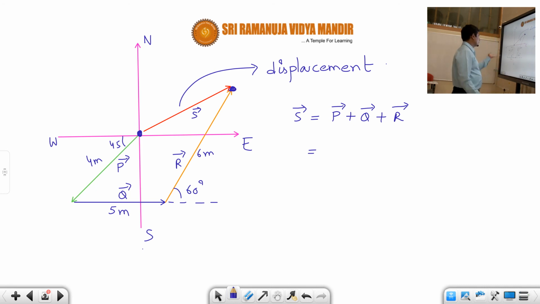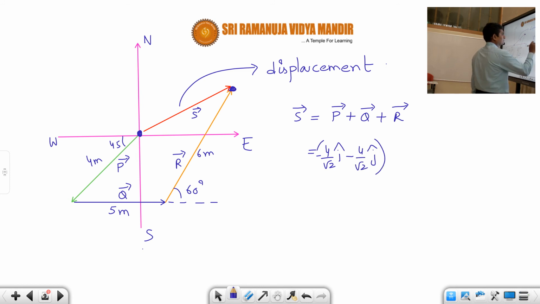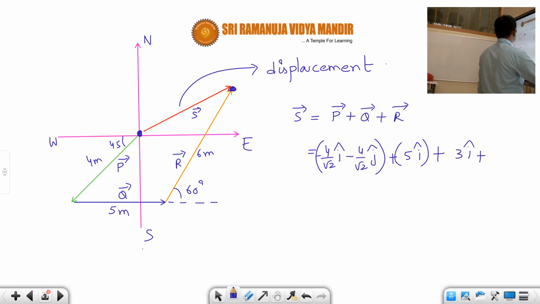P bar you can easily write as 4 cos 45, 4 by root 2 I cap, minus 4 by root 2 J cap, because both x component and y component are negative. Then Q bar, students, I am writing directly, 5 I cap. What is R bar, students? You can easily write 6 cos 60. 6 cos 60 means how much, students? Half. So 3 I cap plus 6 sin 60, that means 6 into root 3 by 2, 3 root 3 J cap.